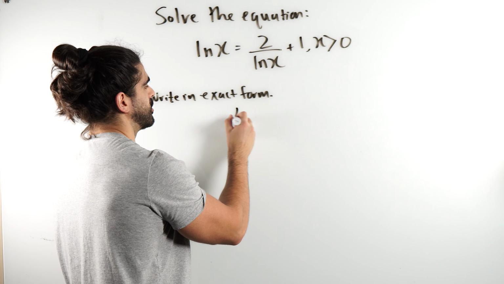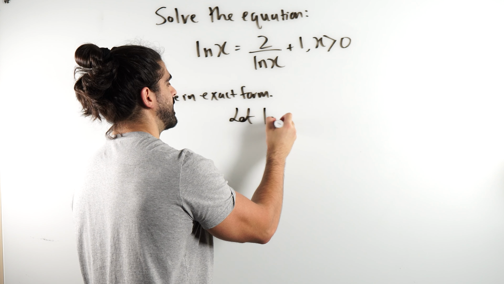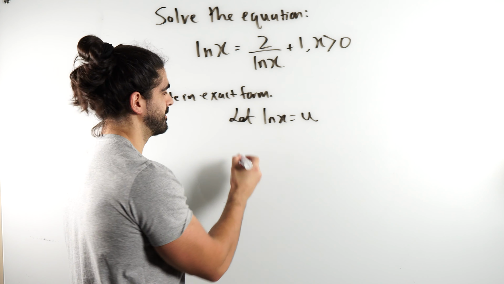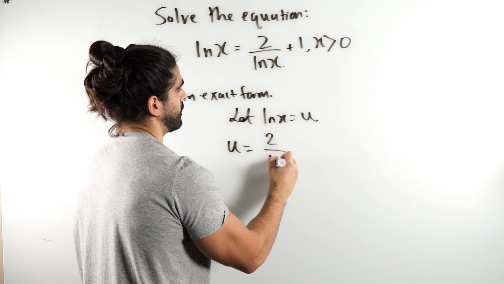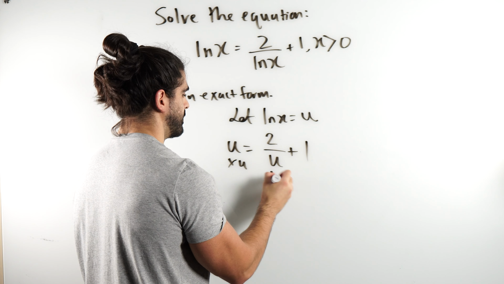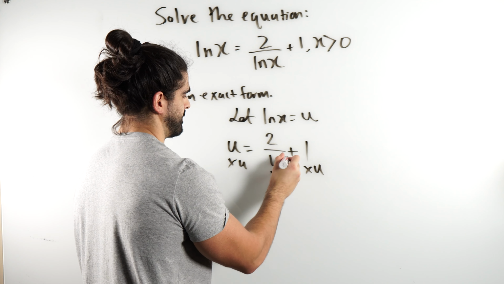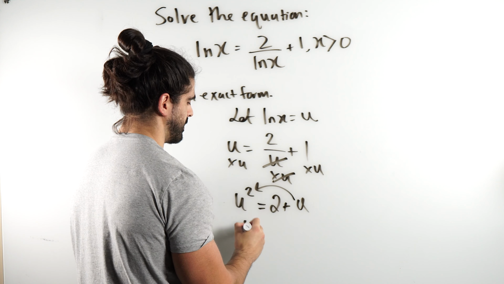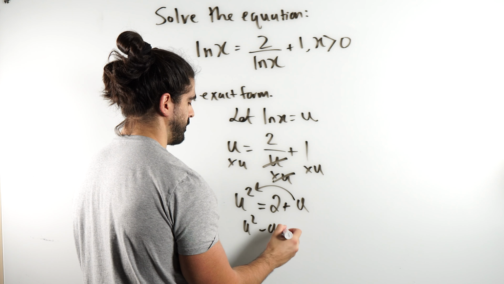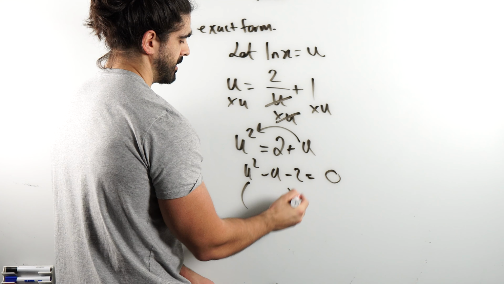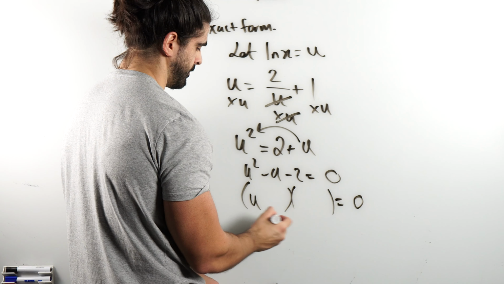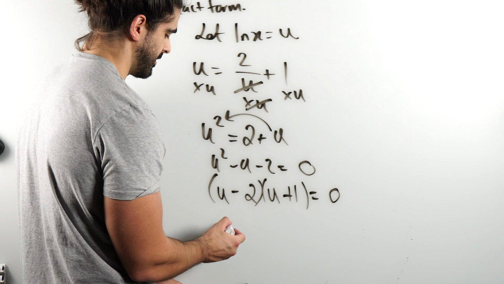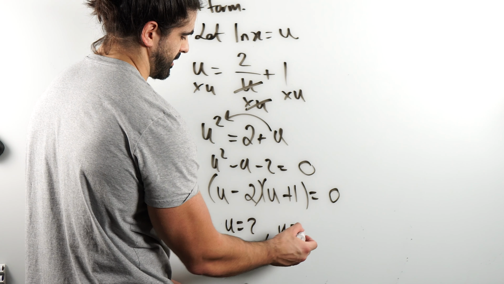So, what you could do to make life easier is let ln x equal u. So, u is ln x, yeah? So we get u is 2 over u plus 1. Multiply through by u, so we have u squared is 2 plus u. Move that over, u squared minus u minus 2. So, u, 2, 1, to make minus 1, you need that. You get u is 2, u is minus 1.